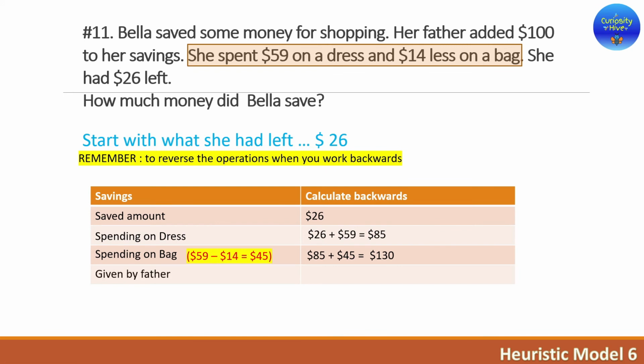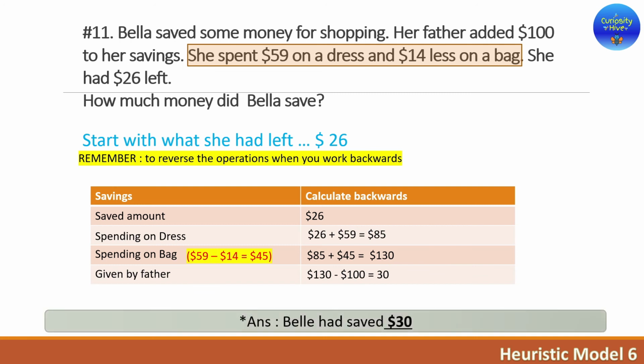Now this is not her saving, this is given to her externally. So we'll subtract the $100 from her amount saved, leaving us with 30. So Bella had originally saved $30 for her shopping. I hope you have understood it. It's not very difficult, but it needs you to think carefully.